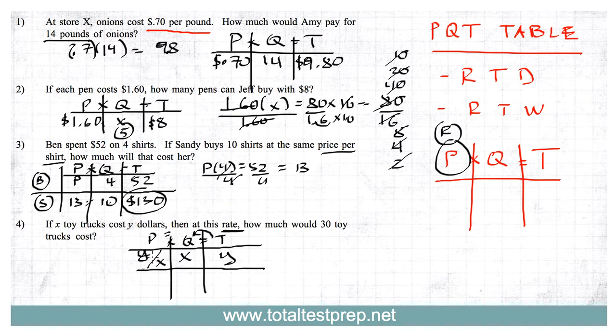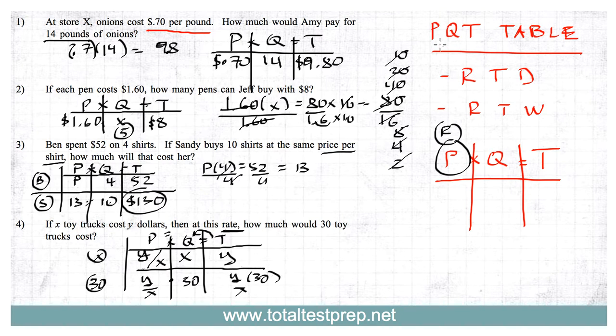This is for X toy trucks, so I'm going to put this is for X. For 30 toy trucks, the quantity is 30, and it's the same rate. So it's Y over X, which means we multiply these two, and we get Y over X times 30 as the total cost for 30 toy trucks.